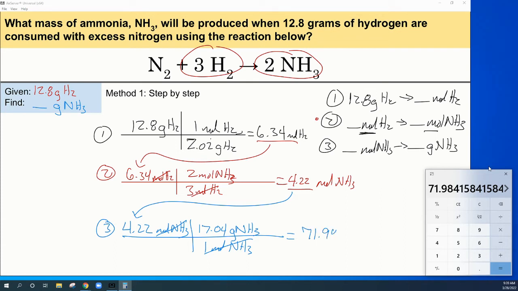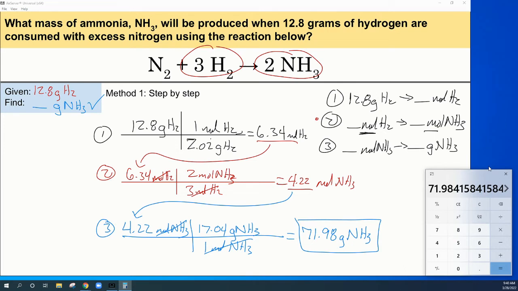Really, I should probably round that up to 72.0 if I'm going to do 3 sig figs, but we're going to leave it like that for now. And now, because I have my unit in grams of NH3, that is my final answer. It's lengthy. It takes up a lot of space on your paper, but that's the idea.